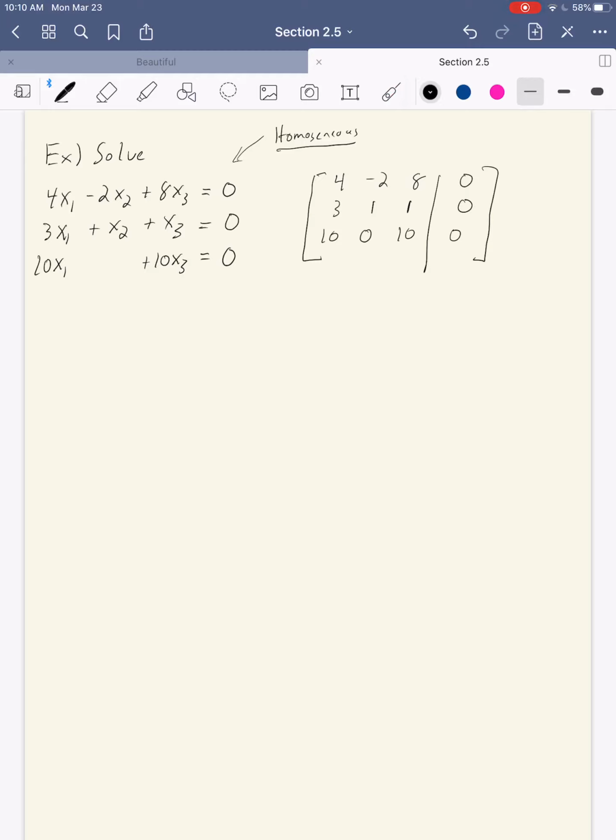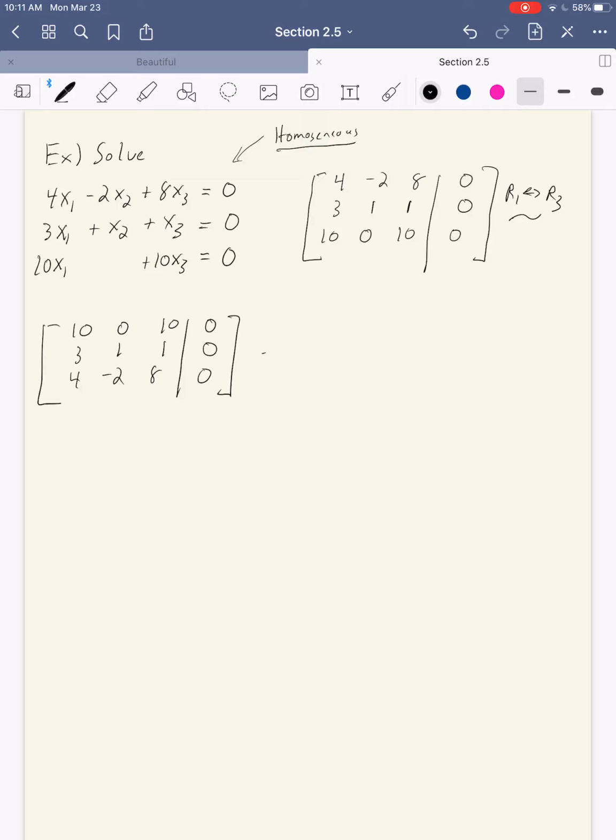All right, let's see if there's any other ones by actually going through our system here. Now, it might not necessarily look it, but I actually like this row because I can change those into ones and won't introduce any fractions. So I'm going to go ahead and start by interchanging row 1 and row 3. So that gives me 10, 0, 10, and 0. Then 3, 1, 1, and 0. And then 4, negative 2, 8, and 0.